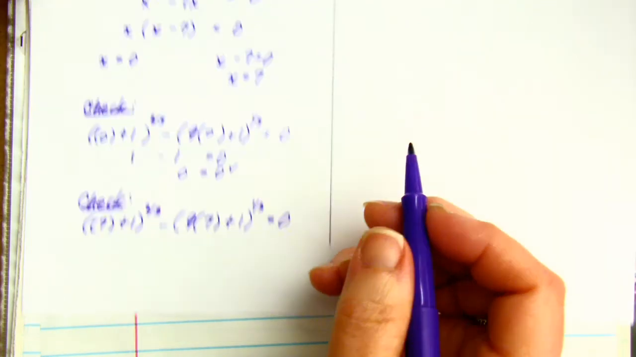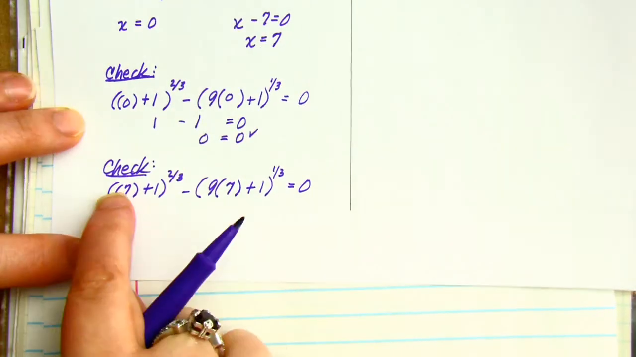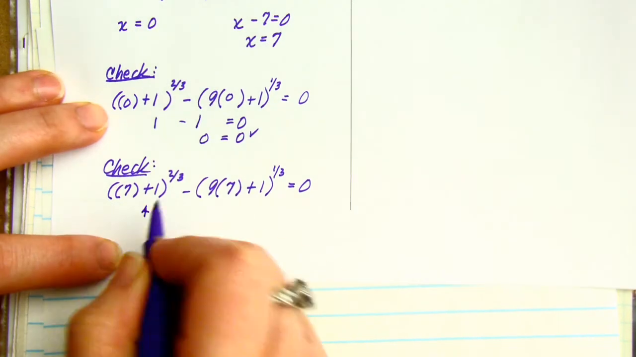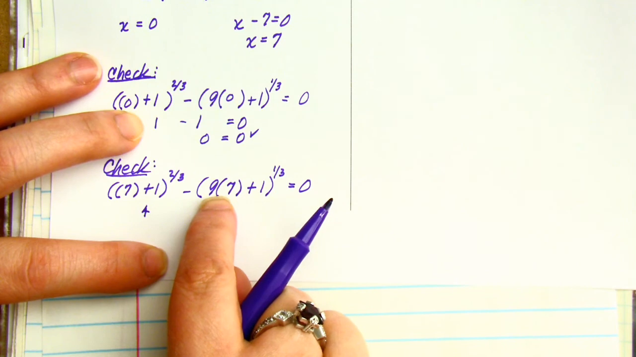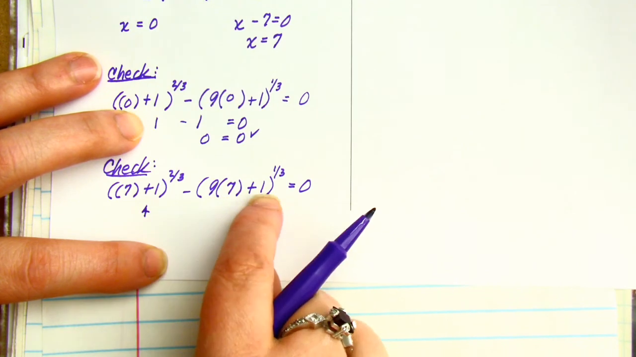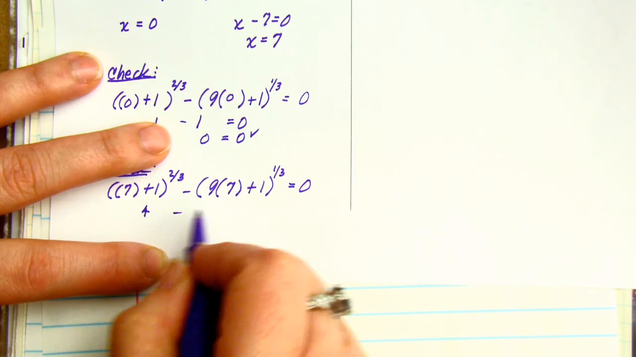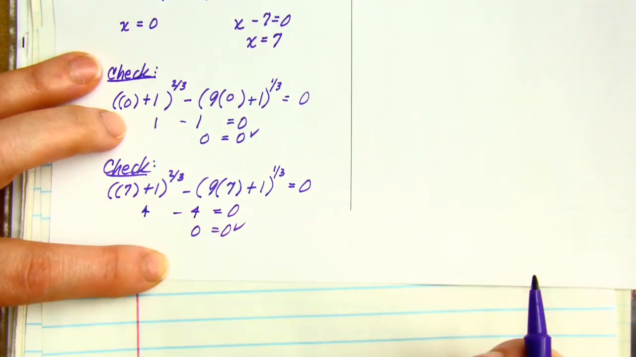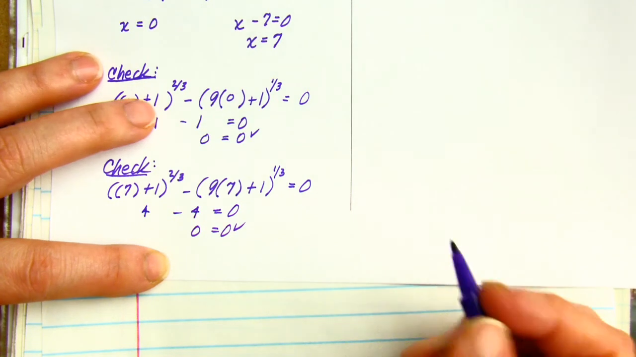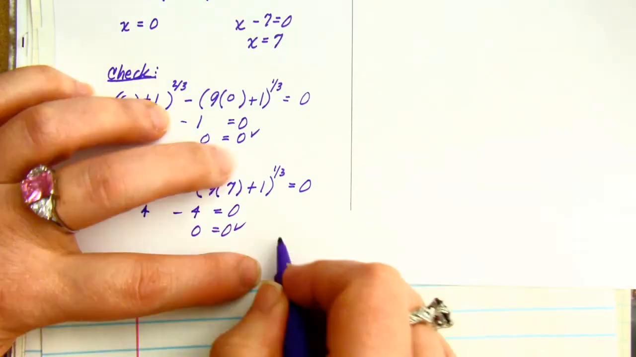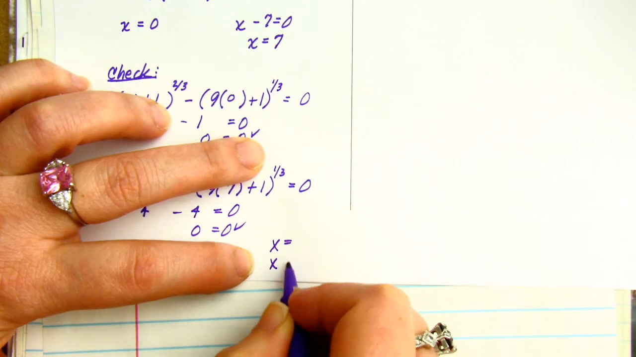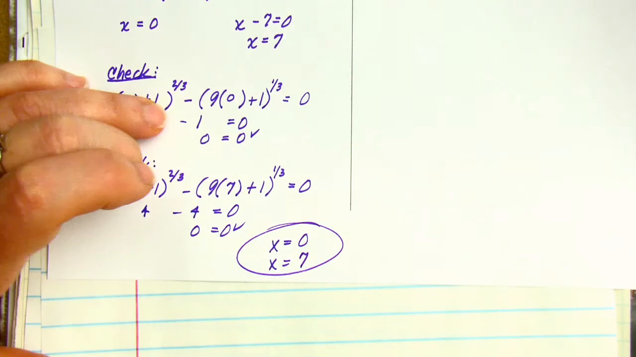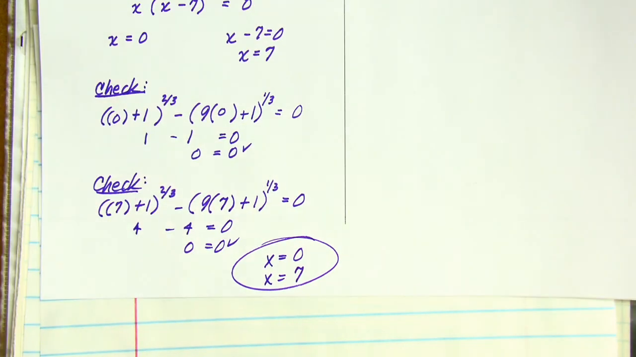The second check. 7 and 1 is 8. Cube root of 8 is 2. 2 squared is 4. 9 times 7, 63. Plus 1, 64. Cube root of 64, 4. 0 does equal 0. So because both solutions work, I conclude that I have two solutions. X is 0 and x is 7. So if you have questions on that, please ask.